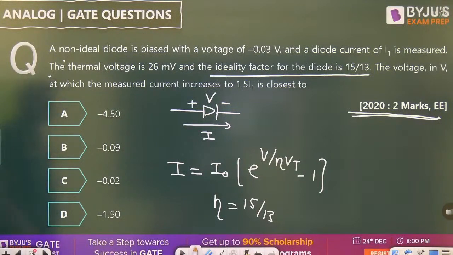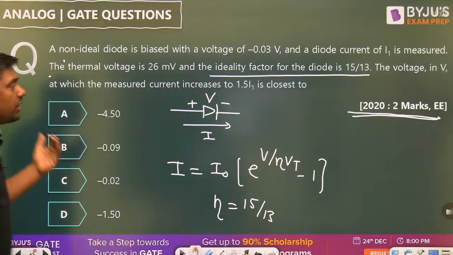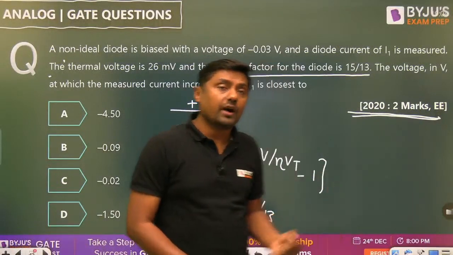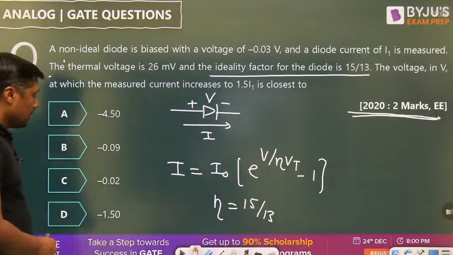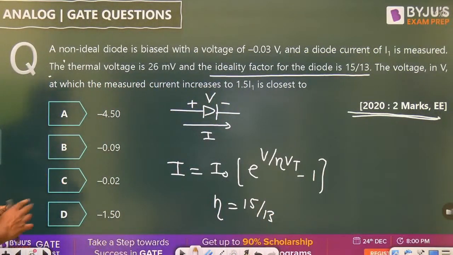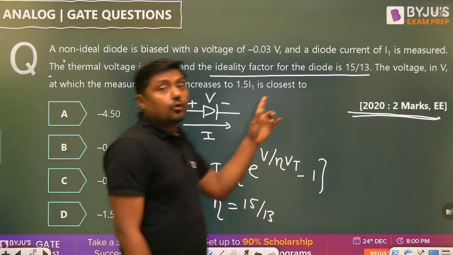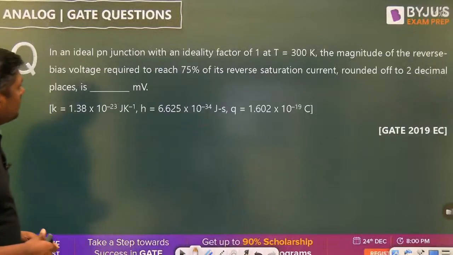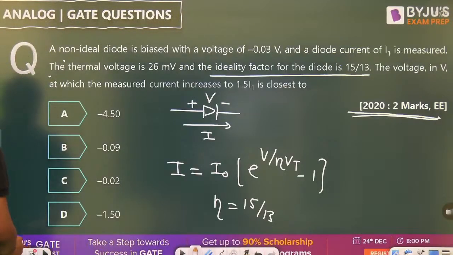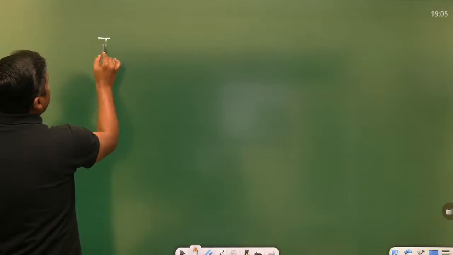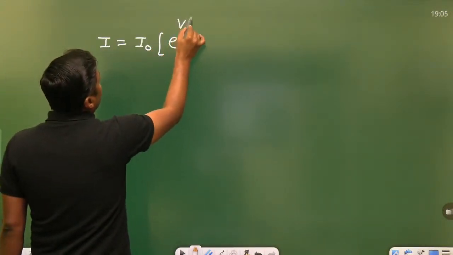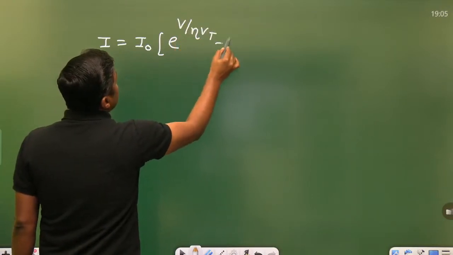The voltage in V at which the measured current increases to 1.5 I1 is: when the current will become 1.5 times of I1, you have to find the value. So which answer is correct? This is a 2 mark question from electrical branch, right? Then remember, the diode current is given by I naught e raised to power V by eta Vt minus 1.